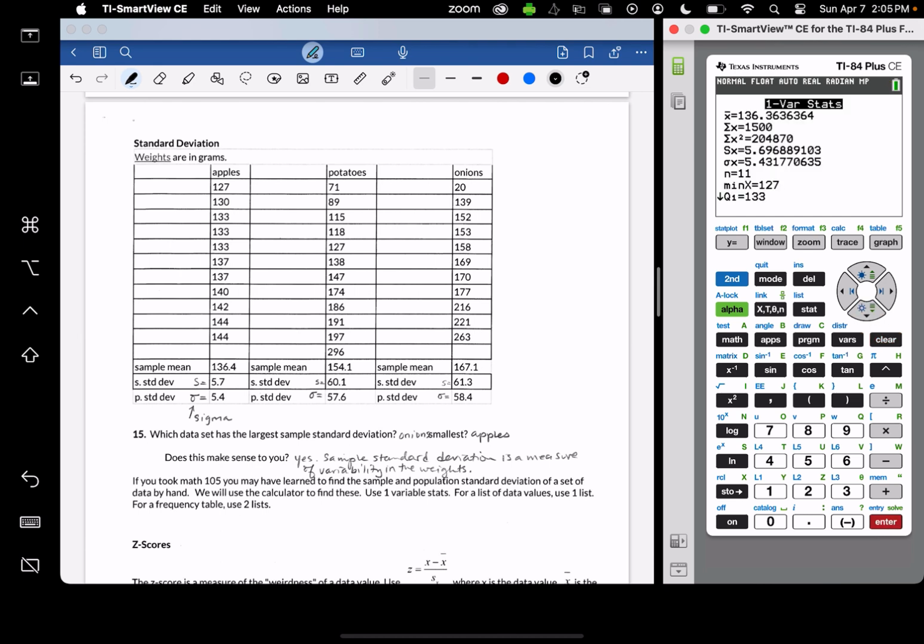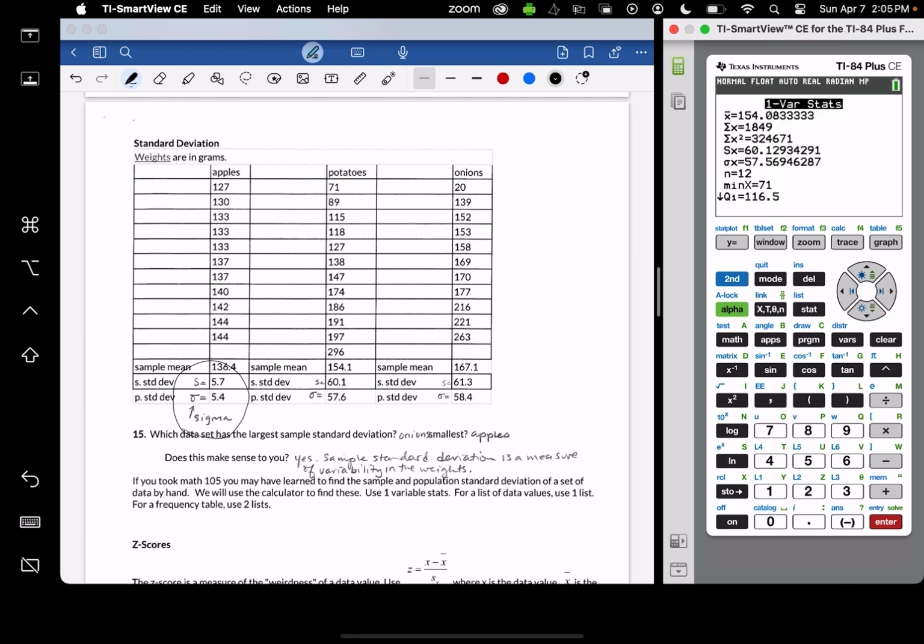And when I look at my results, I see that sigma is 5.4, and S, the sample standard deviation, is 5.7. I'm just keeping one decimal place on both of those. So that matches what we have over here. And then you can repeat that again for the potatoes and onions. So I'll just do this one more time. Second quit, Stat Calc, one variable stats, second L2, enter.